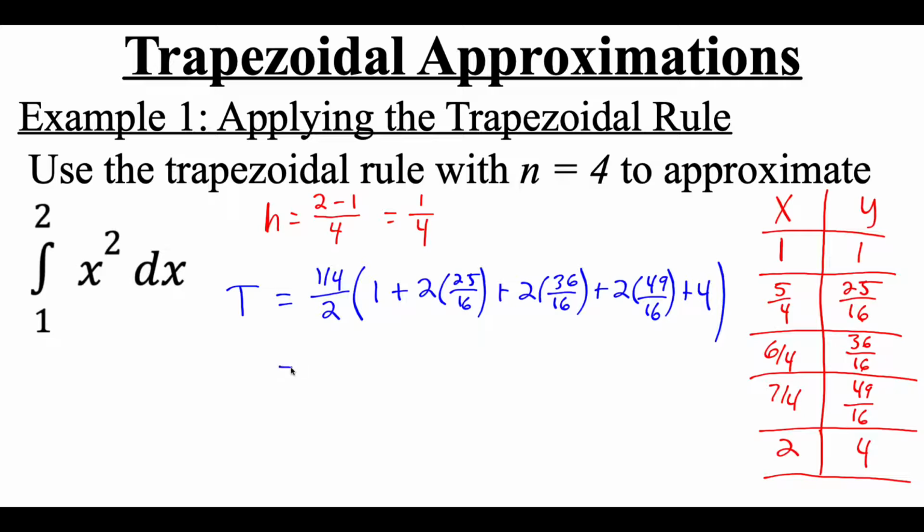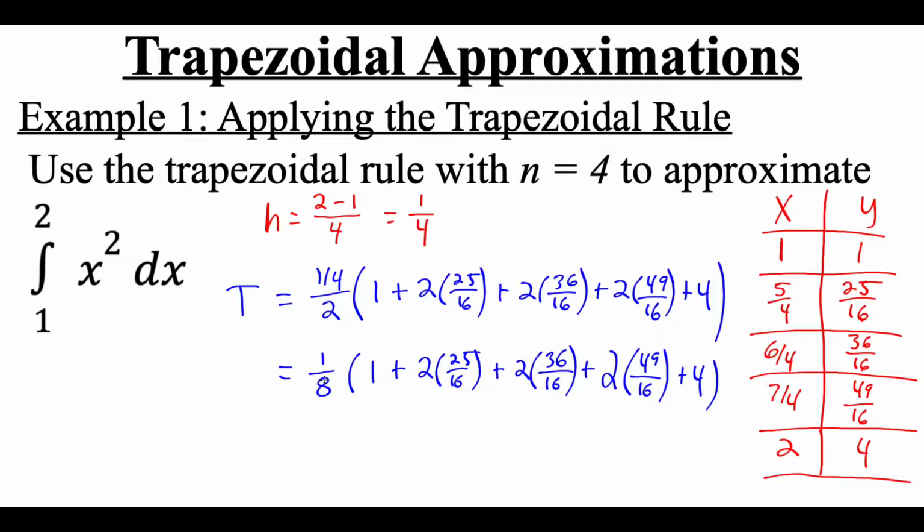Now in front, 1/4 divided by 2 just ends up turning into 1/8, and then we've got all of this addition happening inside of our parentheses. If we were to go through and do all of that adding and multiplying, we'd end up getting 75/32. But if we turn that into a decimal, we get 2.34375 as our trapezoidal approximation. Okay, so that's the first step.